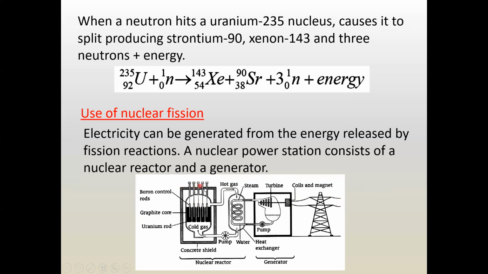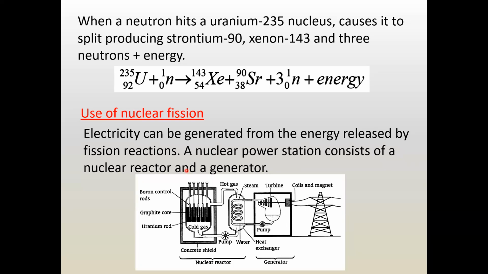So these are the control rods here. Boron control rods are there. What is the purpose of the control rod? The control rods stop the neutrons from further colliding with the uranium. As a result, the reaction will stop.